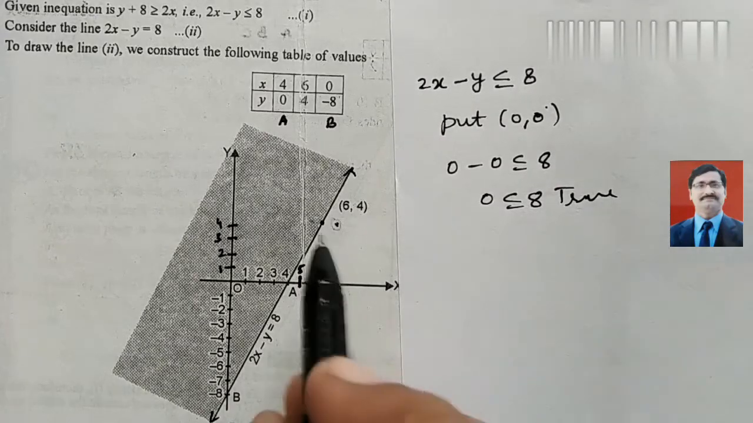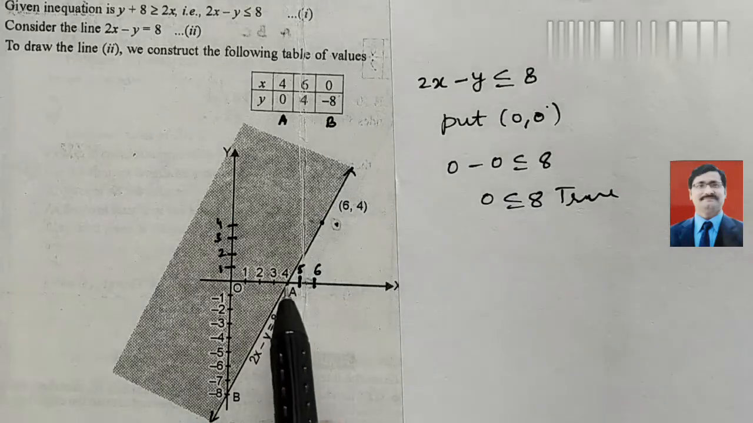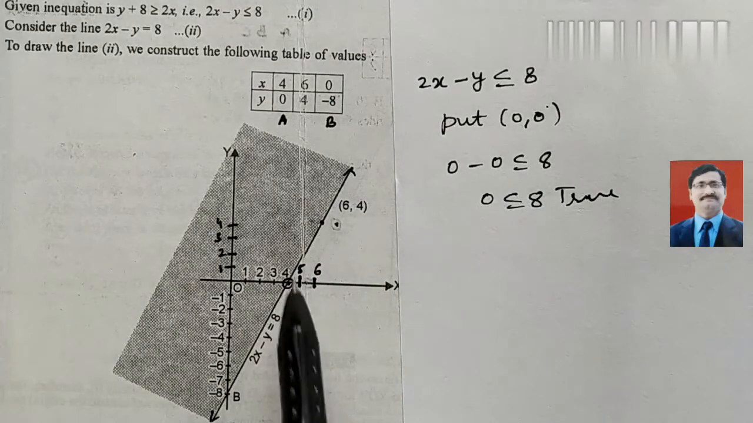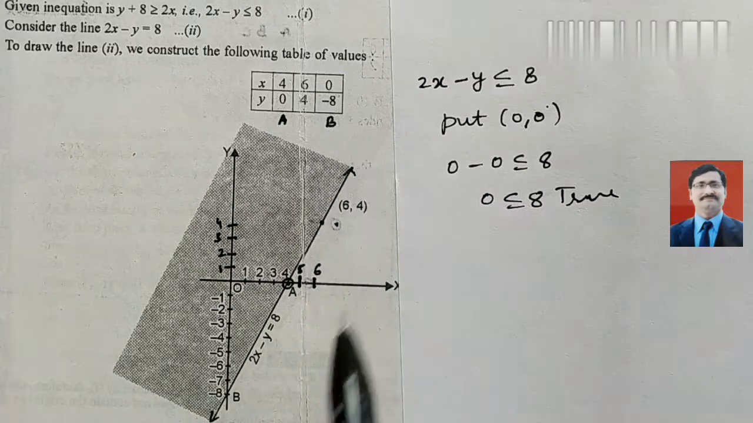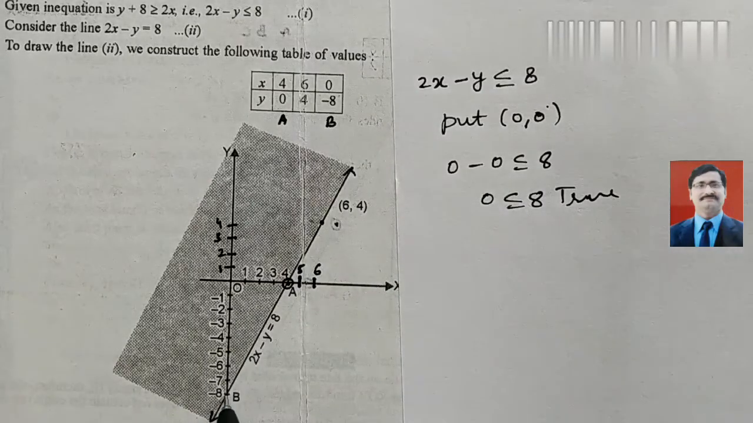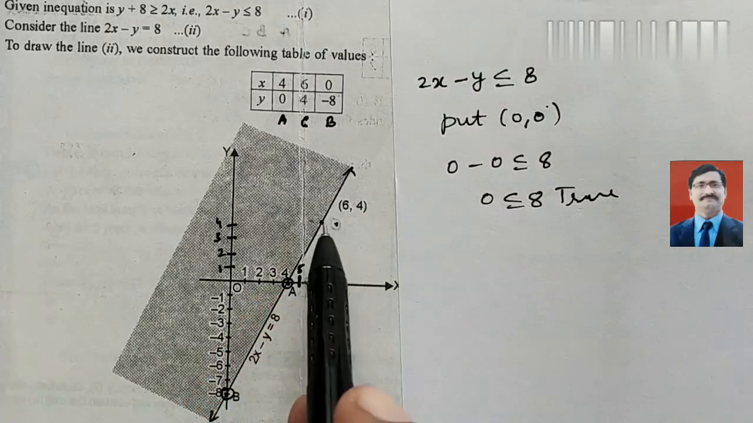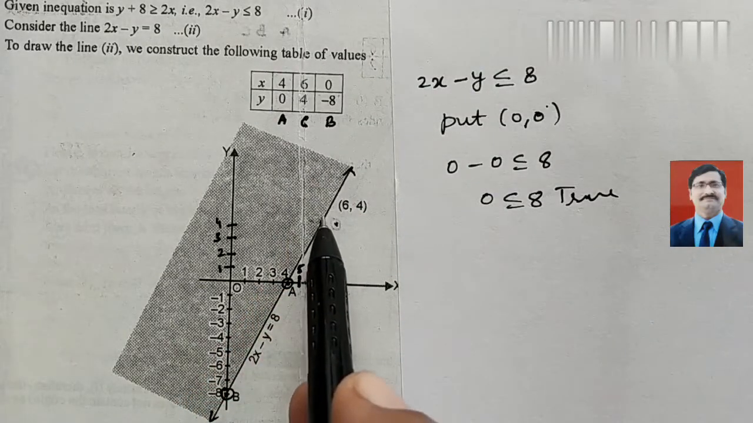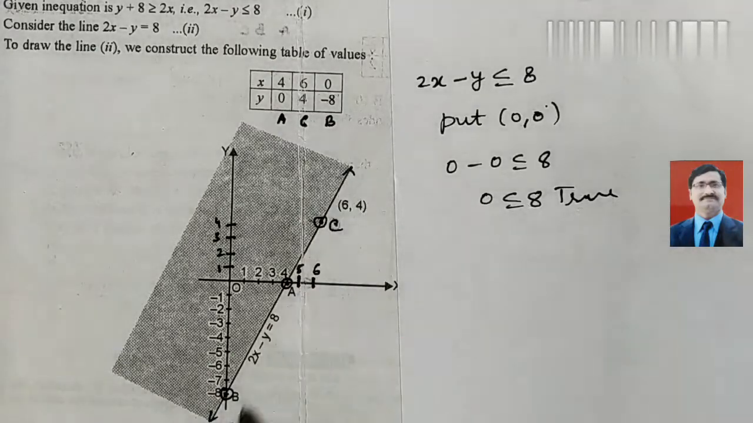Okay. Now we draw these points. First we mark this 4 and 0. So this point is 4 and 0. This point is A. Second point is 0 and minus 8. This point is B. And point C is 6 and 4. So this point is the 6 and 4 point. This is point C. Do all of you understand? You mark these and draw this line.